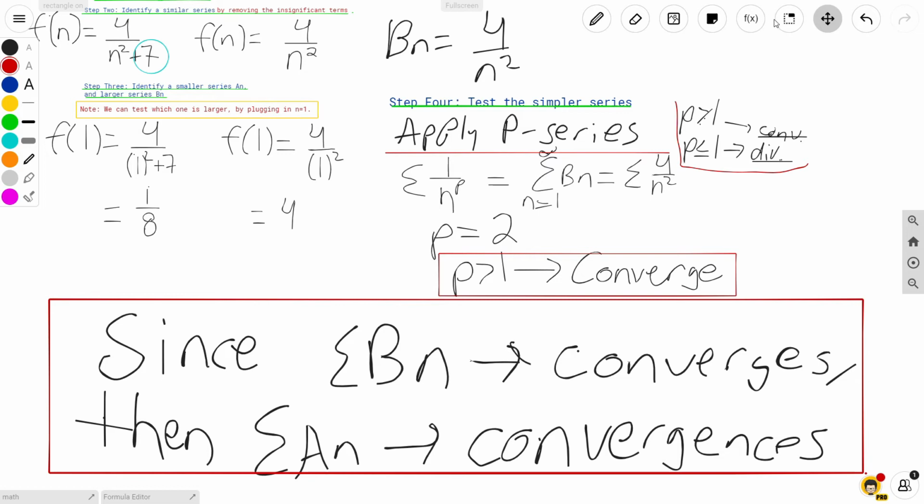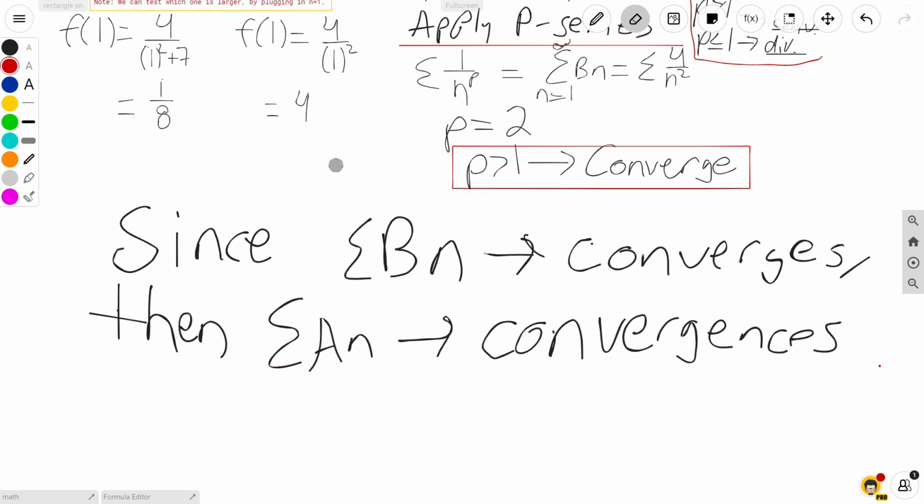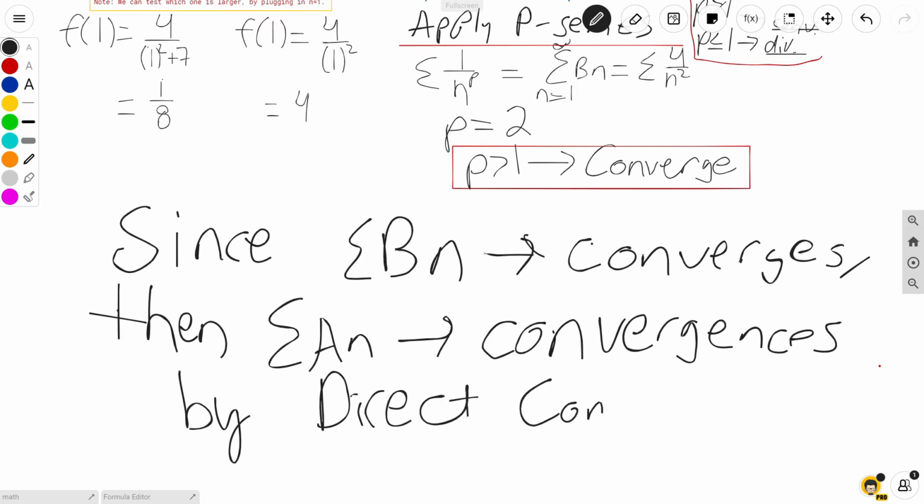And that's something I forgot to write. So it converges by direct comparison. Let me erase this. It converges by the direct comparison test. That's a lot of words, but it's always good to write it.